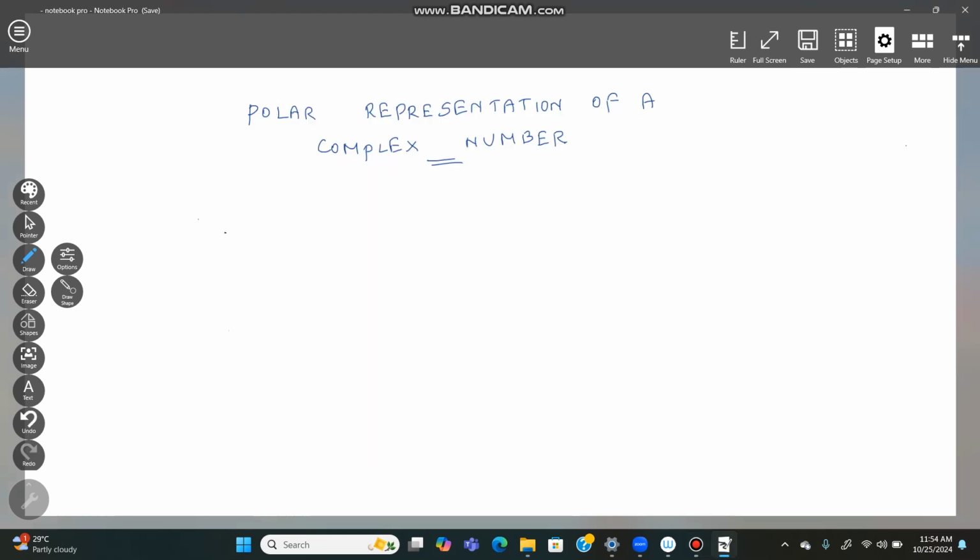So today I'm going to teach about how to represent a complex number in the polar form when A and B, that is the real and imaginary parts, have positive or negative signs.